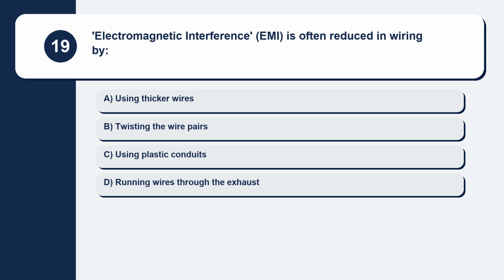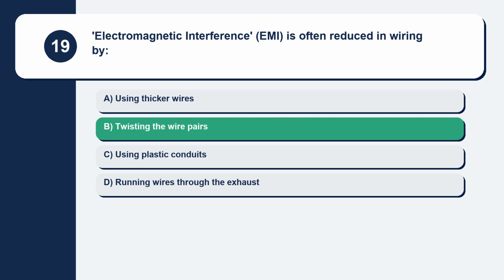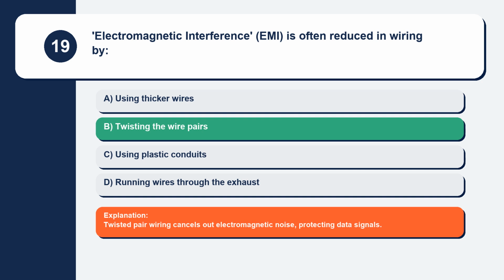Question 19. Electromagnetic interference, EMI, is often reduced in wiring by: using thicker wires, twisting the wire pairs, using plastic conduits, running wires through the exhaust. Twisted pair wiring cancels out electromagnetic noise, protecting data signals.